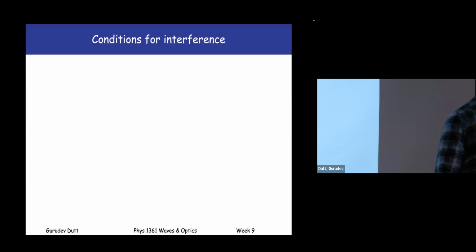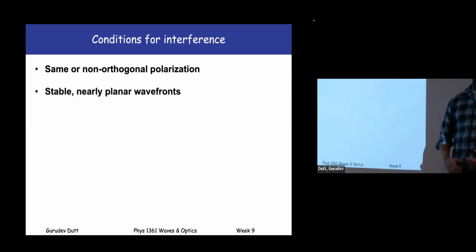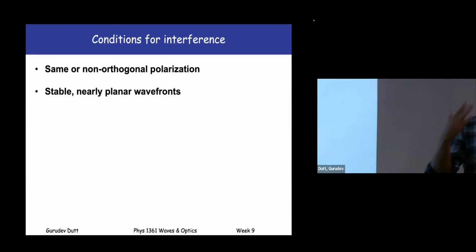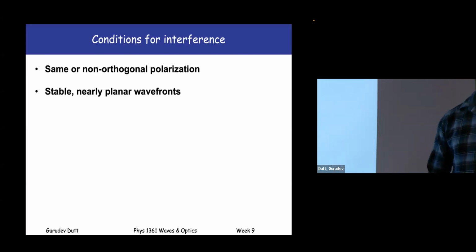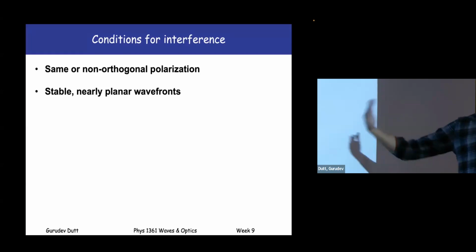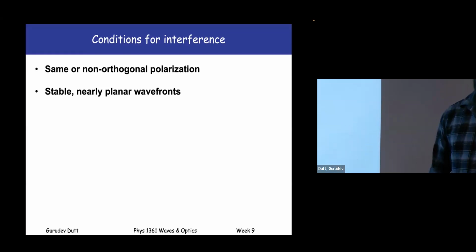And so now we're going to go back to the Young's double slit and talk about the conditions for interference. This is just a reminder from the last class. When we discussed the conditions for interference, we said we have to have the same or at least non-orthogonal polarizations. We did the case when the sources were emitting nearly planar wavefronts, right? We assumed that the wavefronts are planar so that we could do the math more easily. We could write it as a harmonic plane wave, for example. And I say stable. I'll explain what I mean by stable in just a minute.